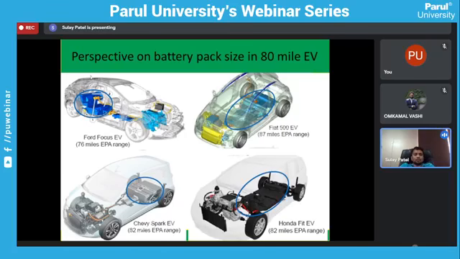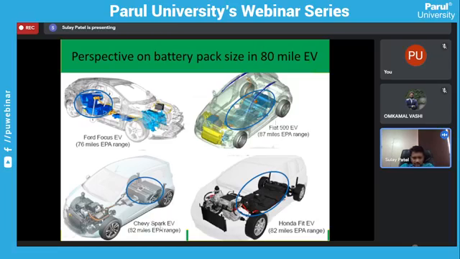Now, the perspective on battery pack size in 80-mile EVs. You can see the Ford Focus EV, which runs around 76 miles. You can see the size of the battery. The Fiat 500 runs 87 miles on a full charge. You can see the size of the battery over here.